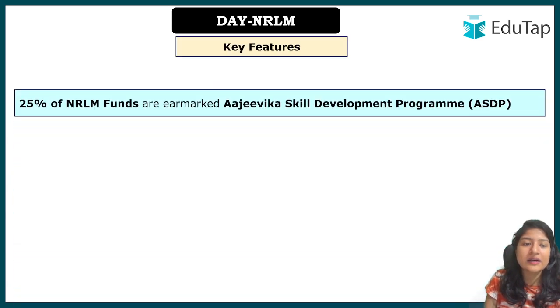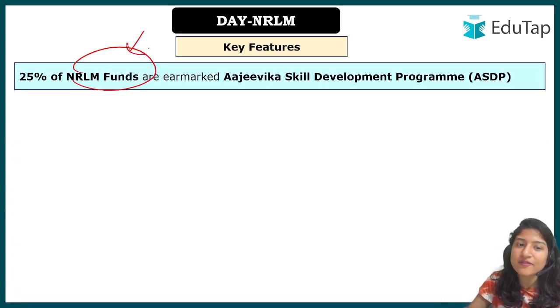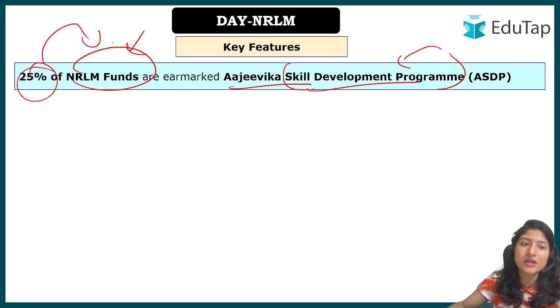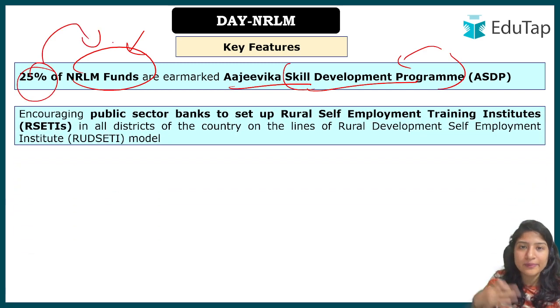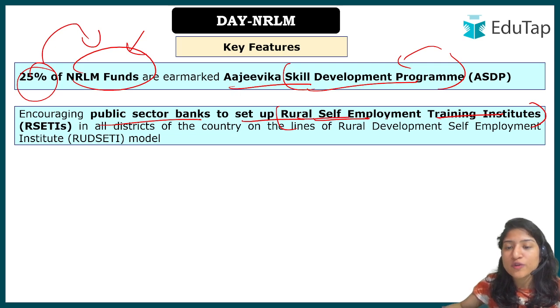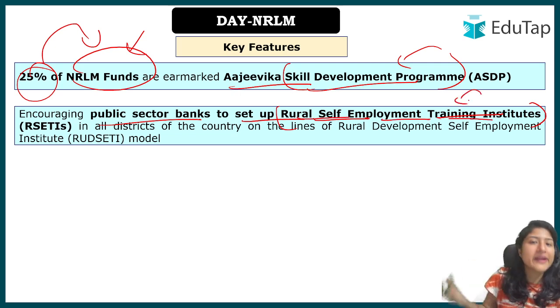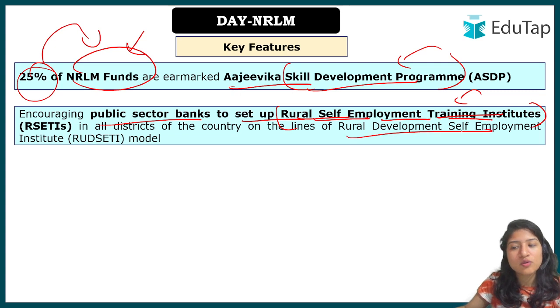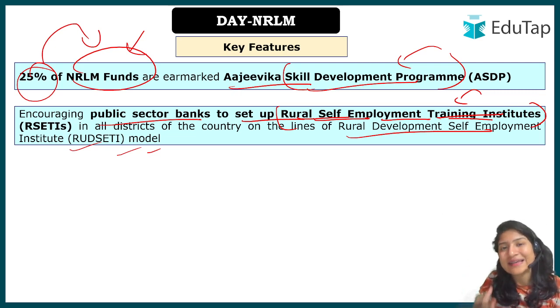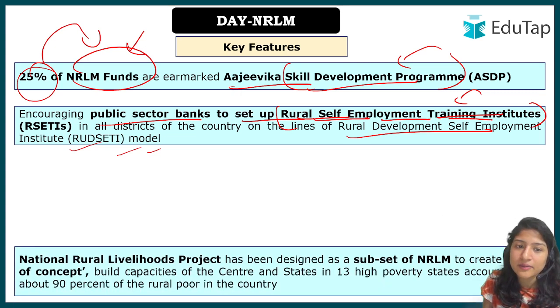Along with that, for example, 25% of the NRLM fund is earmarked for the Ajivika Skill Development Program. It means for skill development, 25% of the total budget of NRLM will be utilized. Encouraging public sector banks to set up rural self-employment training institutes. The name itself tells what will be the use of a rural self-employment training institute. That will be to train people, in the line of the rural development self-employment institute model. So what does it mean? Public sector banks will be encouraged to establish training centers and institutes where the NRLM people will be trained.